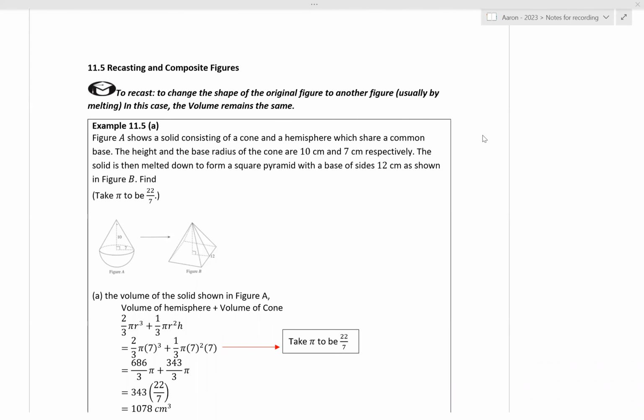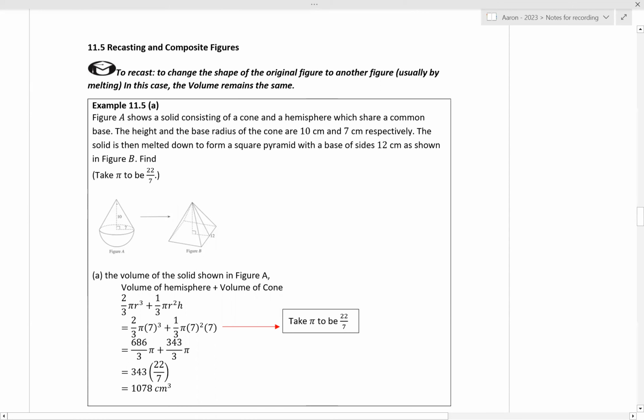Okay, now if you look at 11.5, this is another scenario. Just now you had a scenario of using similar triangles. Now it's a scenario of recasting. To recast means to change the shape of the original figure to another.